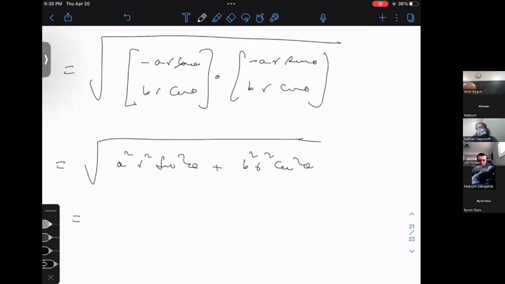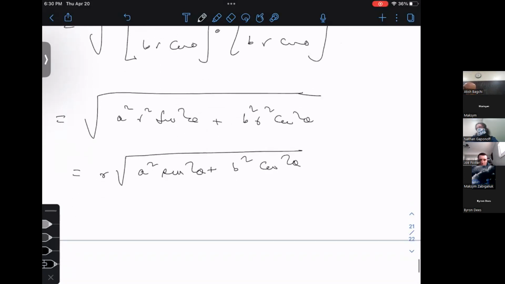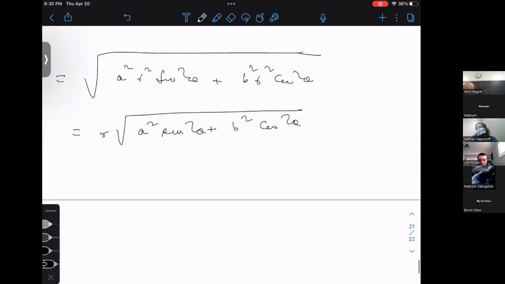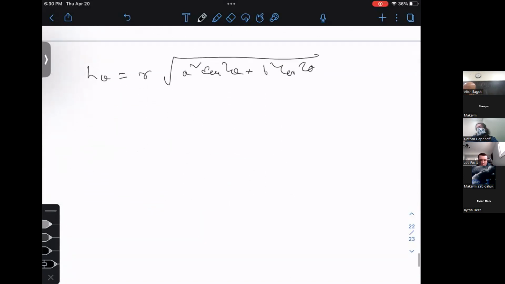And again, we see that this is not as nice a formula. This is R times the square root of A squared sine squared theta plus B squared cosine squared theta. So therefore H theta is equal to this. Fine. Not bad at all.